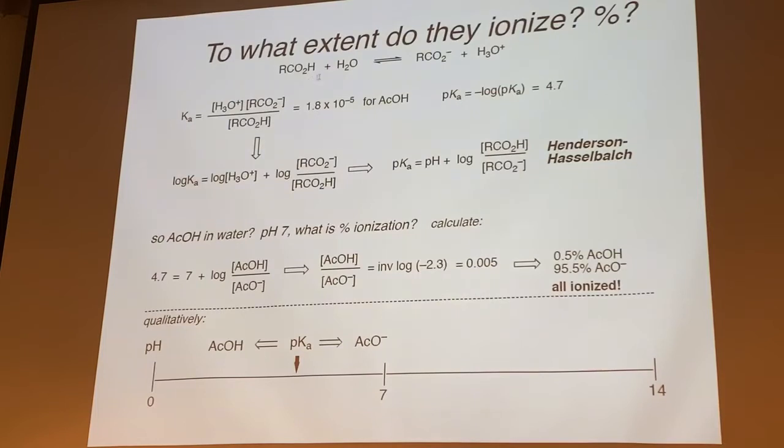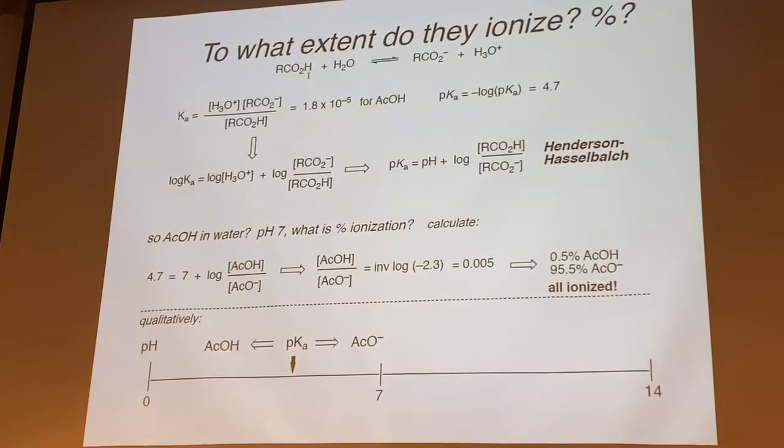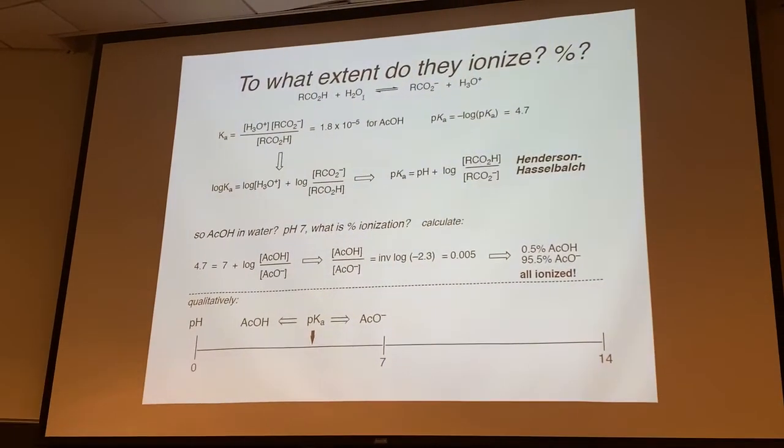If you put this acid in water, to what extent does this really donate a proton to water to make hydronium ion and carboxylate? Here's the general Ka expression that I drew. Notice it doesn't include water because it's specific for acid ionization in water. So we keep water constant.